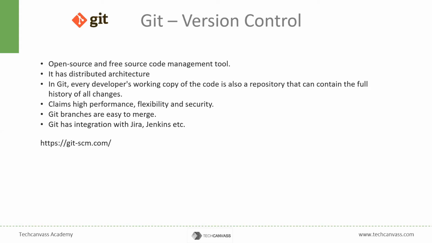So unlike the other SCM tools like Subversion, etc., we need not rely on the central repository. Every developer will have a working copy of the full repository. It is very efficient, fast, and secure tool. Git has integration with other CI/CD tools like Jira, Jenkins, etc. Below is the URL for Git where we can download it and also read more about it.